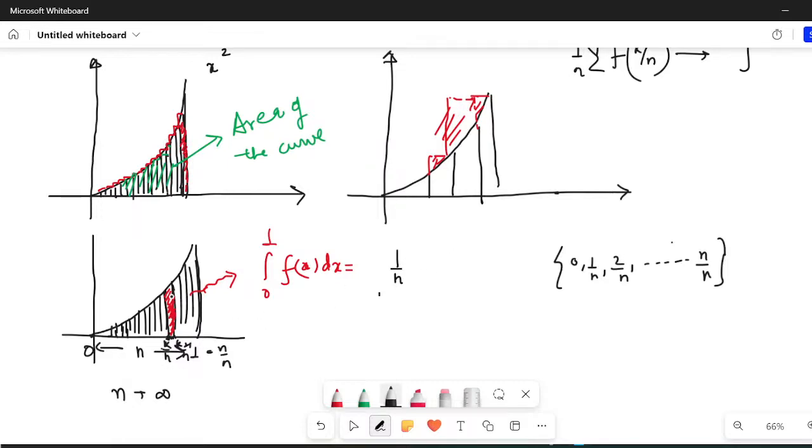So basically, what would be the value of the function at this particular point? What is the function here? This will be k by n whole square, and you are taking the summation. Here I am replacing this function by x square. I was taking x square only, so you can understand what I was telling.